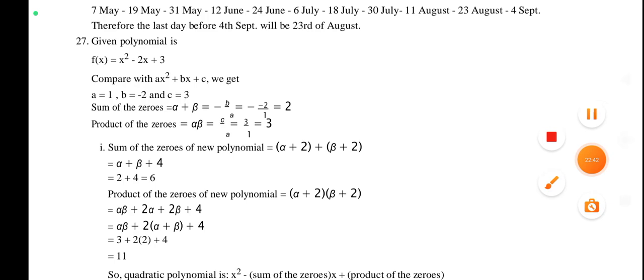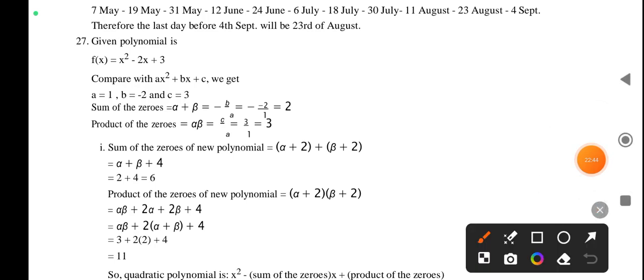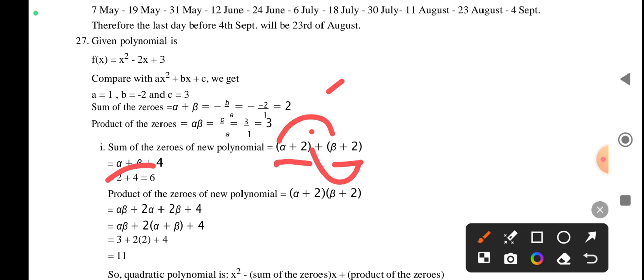27th, nice, important. So we are getting the quadratic equation, getting alpha plus beta, the sum of the zeros. Alpha plus 2 and beta plus 2, both we are adding. So alpha plus beta, 2 plus 2, 4. Alpha plus beta value is 2 and here 4, 2 plus 4, 6 we are getting. Product of the zeros, alpha plus 2 into beta plus 2. So we simplify, and you are getting the answer 11.